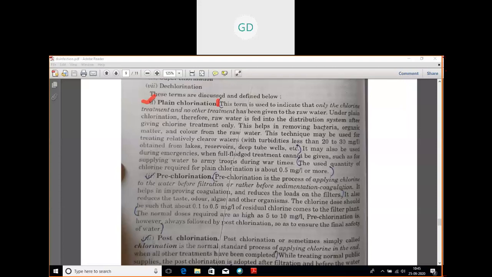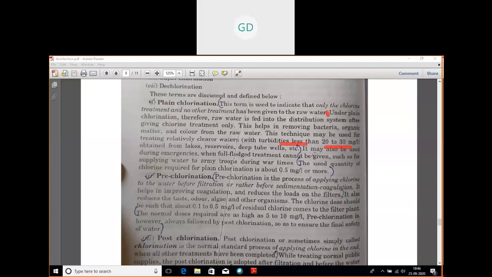Let us see what is written here. Under plain chlorination, raw water is fed into the distribution system after giving chlorine treatment only. This helps in removing bacteria, organic matter, and color from the raw water. So this technique may be used for treating relatively clearer waters. This technique is used when turbidities are less than 20 to 30 milligram per liter, obtained from lakes, reservoirs, deep tubewells, etc.